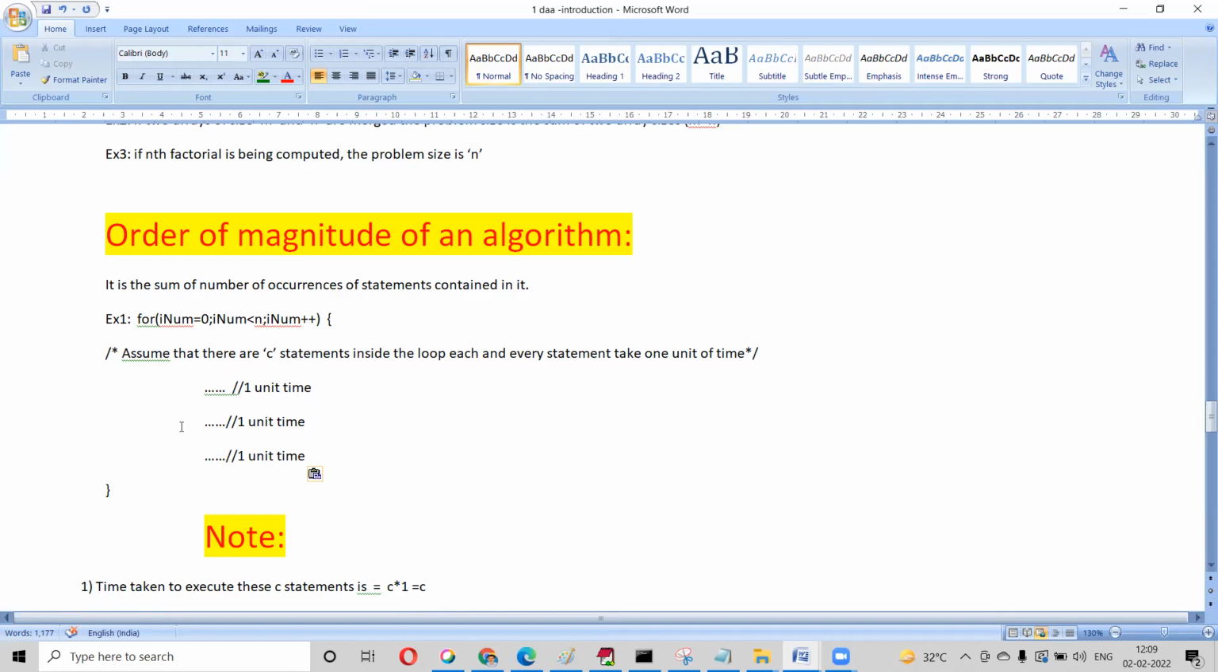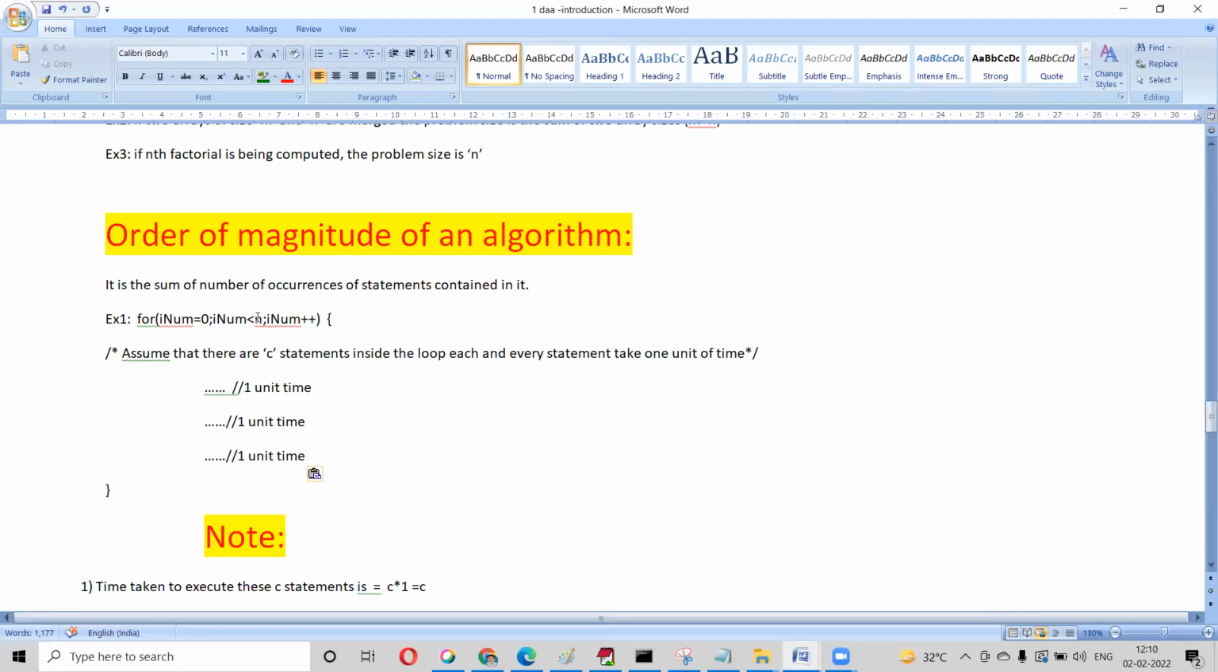Now, how many times is this loop repeated, children? Anyone can speak out. Are you able to see my Word document? Children, please respond. Is it audible? Yes, sir. So how many times is this for loop repeated?